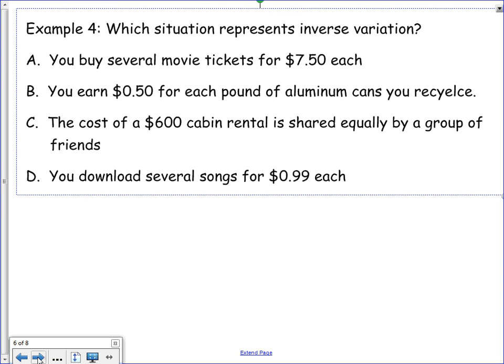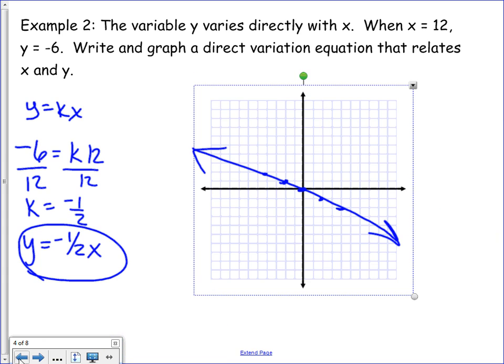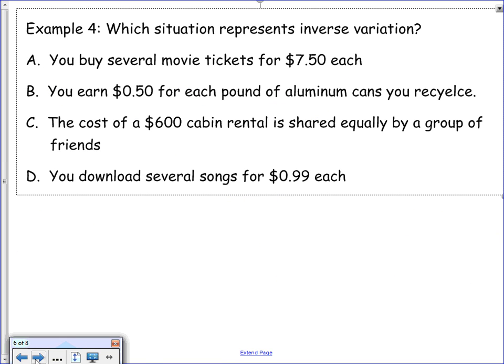Now in example 4, it says which situation represents... sorry, this should have been example 2. Why did I put 4 there? We do have example 4, we just don't have example 5 in this. Sorry about that. Example 4 says which situation represents inverse variation.